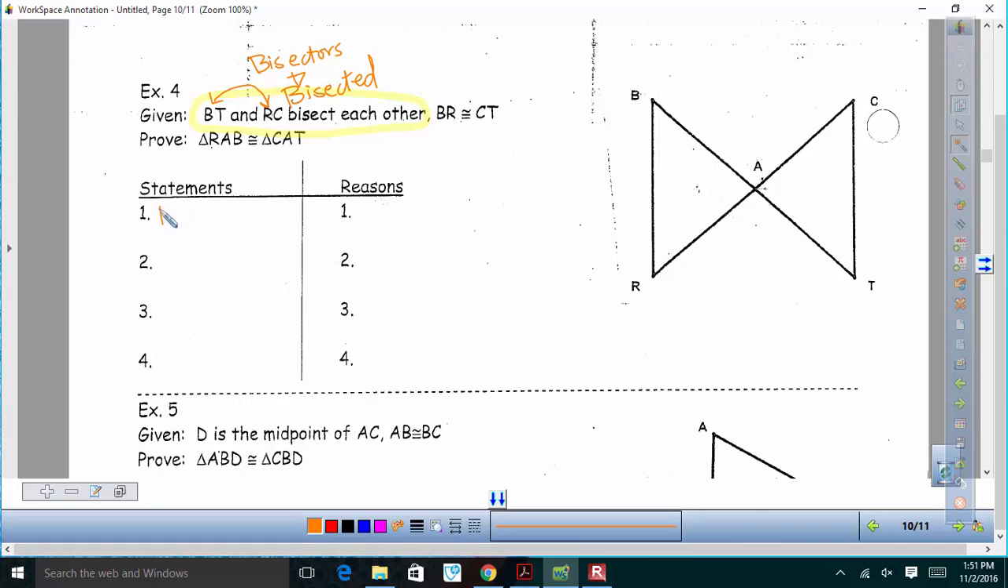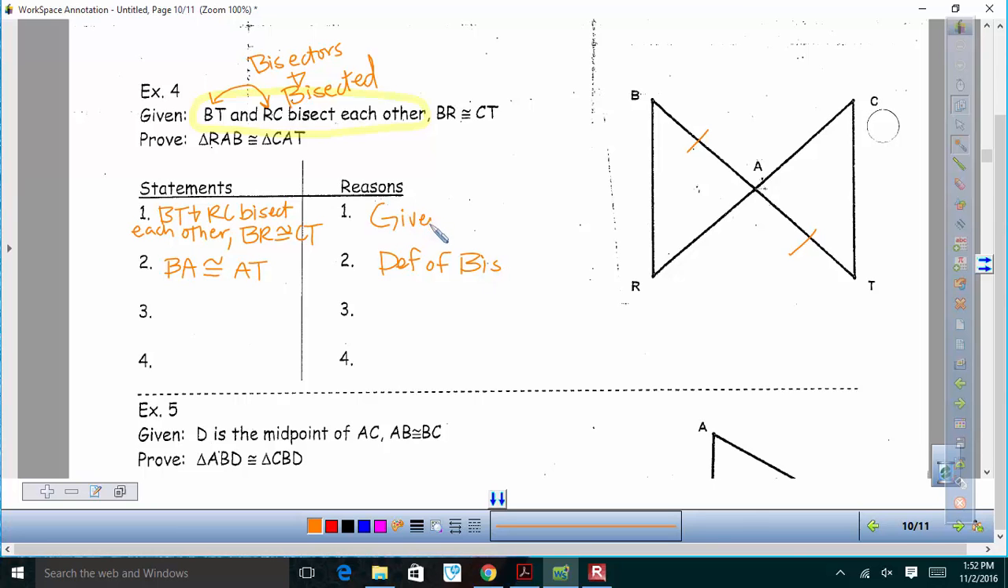So BT and RC bisect each other, and then BR is congruent to CT. Okay, so if BT and RC bisect each other, that means that BT is being cut in half. So BA is congruent to AT. So I'm going to write that down. BA is congruent to AT, and that's by definition of bisect.